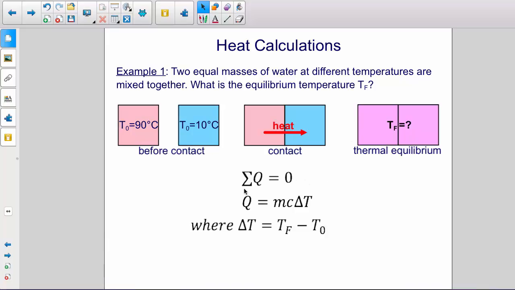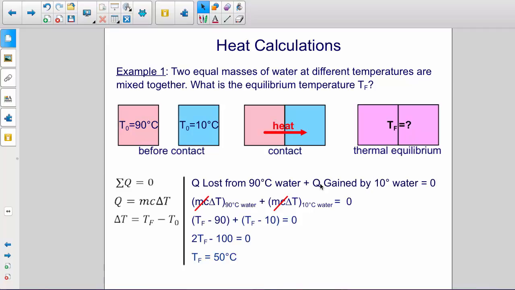Well, we're going to use the sum of the heats equals 0. And we're also going to use our equation that relates heat to mass, specific heat capacity, and change in temperature, where the change in temperature is the final temperature minus the starting temperature. So let's continue our example. We know that the net heat flow from the system is 0. So we know that the heat lost from the 90 degrees seawater plus the heat gained by the 10 degrees seawater has to be equal to 0.